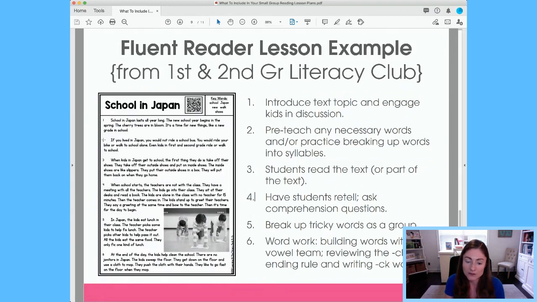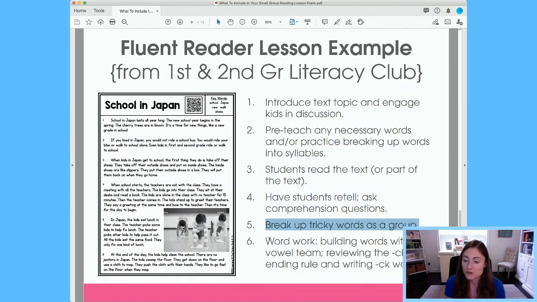You see that our passages are numbered. So you can say, okay, just read up through paragraph 3 and then stop, and then do a little bit of comprehension work before the kids move on. Just a little side note there. Kids retell, we're asking comprehension strategies. Again, we're still breaking up some tricky words as a group. Maybe these words are things that the kids struggled with, or I noticed that they misread while they were reading. Again, multisyllabic words is a big one to hit.